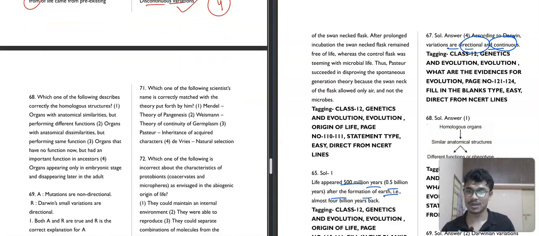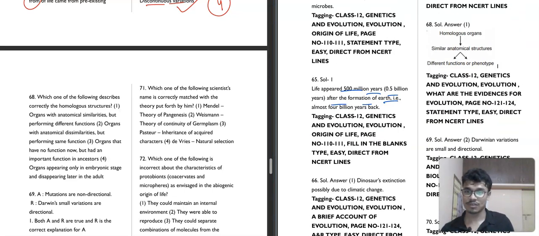Then question number 68. It is saying, which of the following describes correctly homologous organ? Organs with anatomical similarities but performing different function. Absolutely correct. We don't need to read other options for this type of question. Okay, but also I am just solving to keep it fast forward. I am not reading other options, but absolutely you have to read all the options. So the first option, organs with the same anatomical similarity but performing different function, is our correct answer. That is the homologous organ.